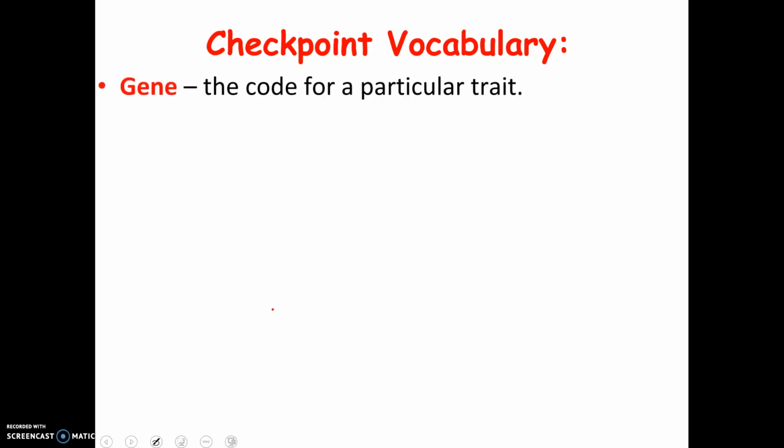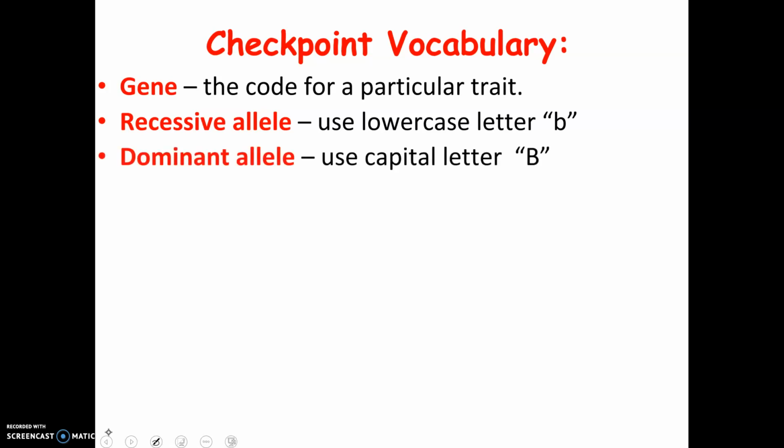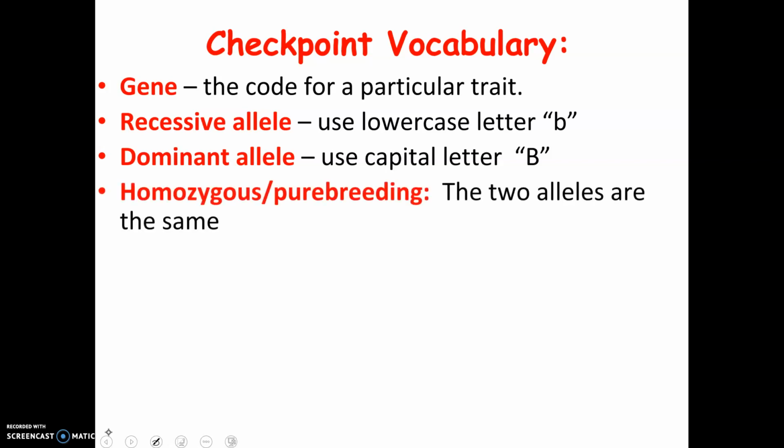All right, so some checkpoint vocabulary. So a gene is a code for a trait. Recessive allele, we're going to use a lowercase letter. We're usually going to pick one letter for the gene, and we're going to use the lowercase letter for the recessive allele. We're going to use a capital letter for the dominant allele. I'm just using big B and little b. In the case of the flowers, we used big P and little p. We used P for purple because that was the dominant trait.